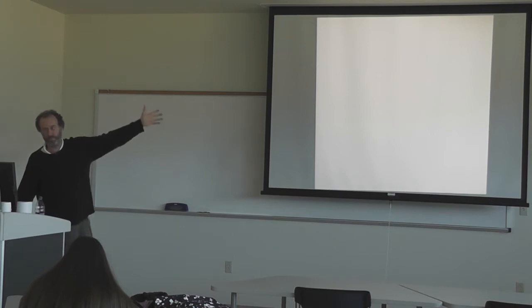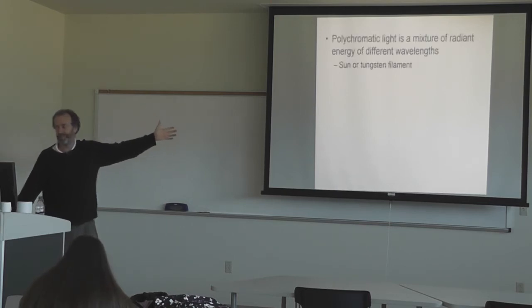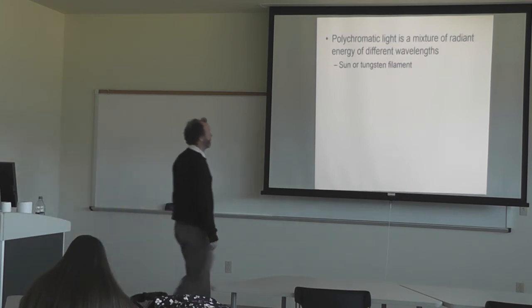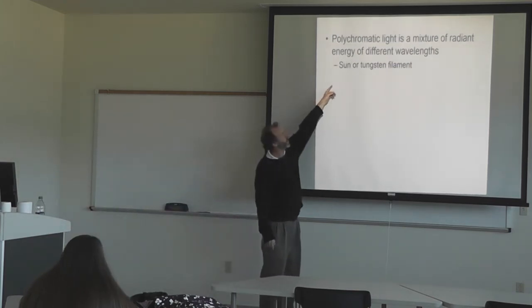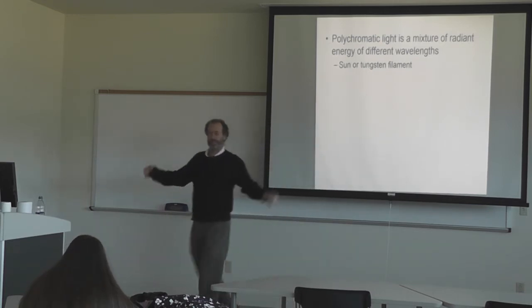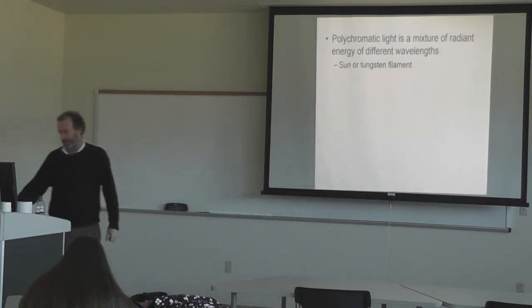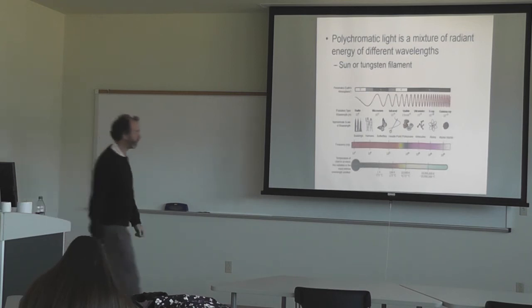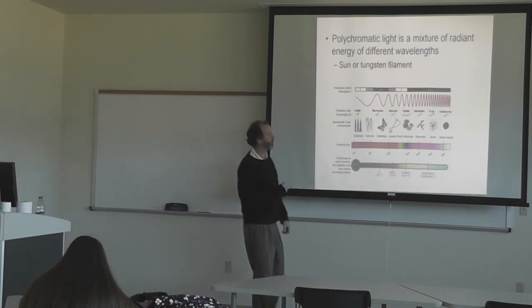So big white, so that's polychromatic, right? We're emitting off of there, and it's a mixture of all the radiant energy of different wavelengths. Sun or tungsten filament does the same kind of thing, and you get the whole visible spectrum. You guys have seen this before, right?